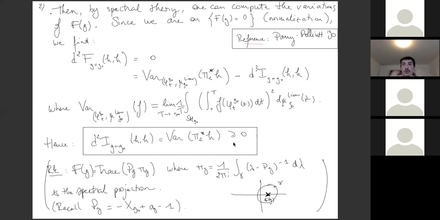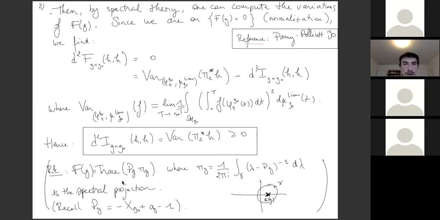And you can already see from this computation, because there is a square here, that this is a non-negative number. Of course, we're trying to prove that the geodesic stretch is a strictly convex functional, so non-negativity is not sufficient. We're going to have to prove something more. But it's a first clue that says that we might be on the good way.